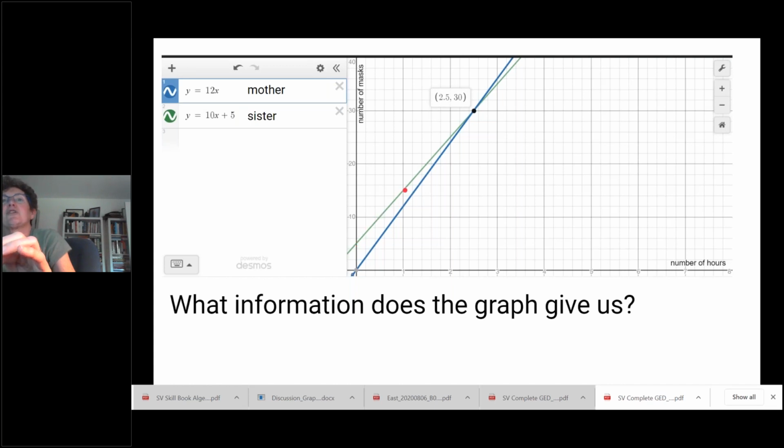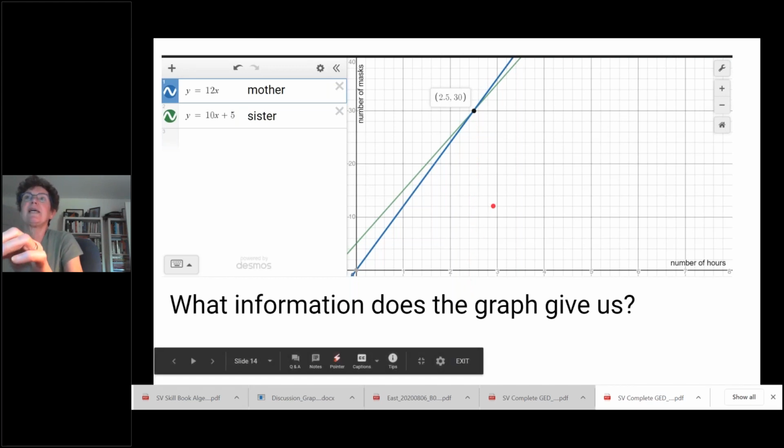And at the end of 1 hour, she's still ahead because she has 10, 12, 14. She's now made 15, and my mother has made 12. At 2 hours, my sister is still ahead because she has made 22, 24, 25 masks, and my mother has made 24. So she's got 1 mask ahead. By the time they hit 2.5 hours, they're even. And then from then on, my mother goes ahead and keeps going.